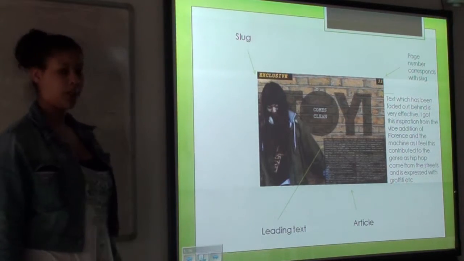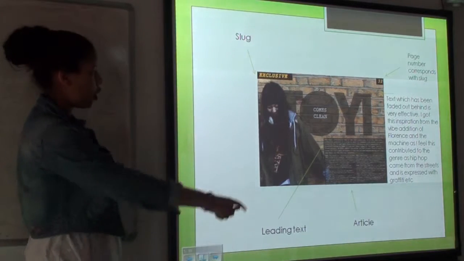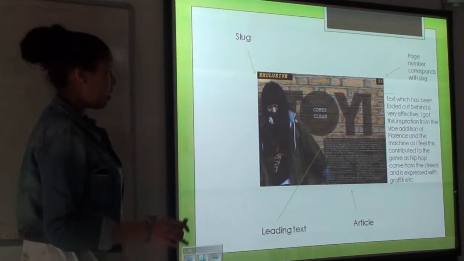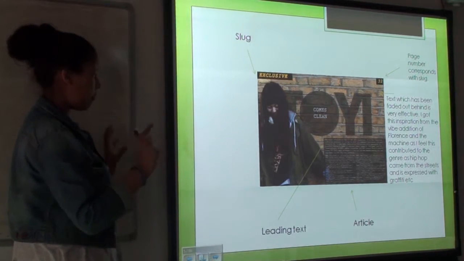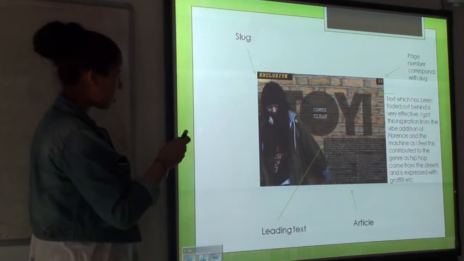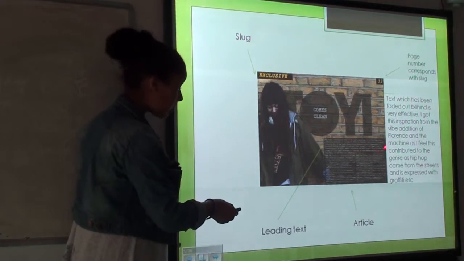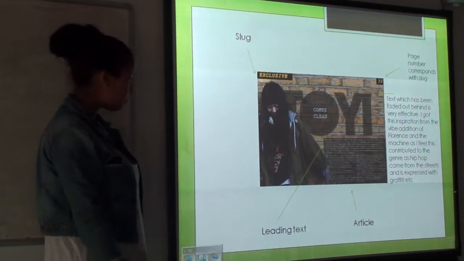Here is my double page spread. I've got a slug at the top and also my page number at the other end of the page. And these correspond with each other because they're the same colour and the same width of box. Here is my leading text and then the article that follows underneath it.